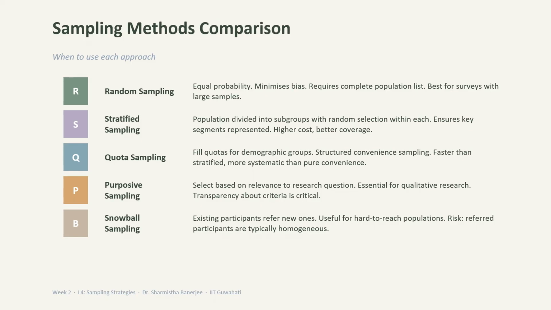Then, snowball sampling. Existing participants refer new ones, useful for hard to reach populations. The risk is the referred participants are typically homogeneous because they know each other, they are friends with each other. However, my context is such that finding the next participant is very difficult, like the example of somebody having a rare disease.